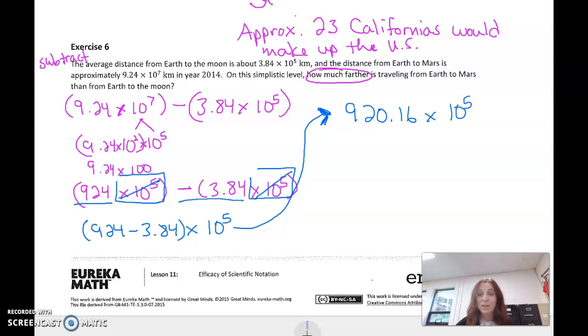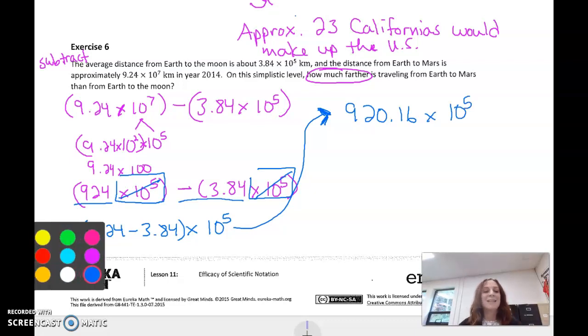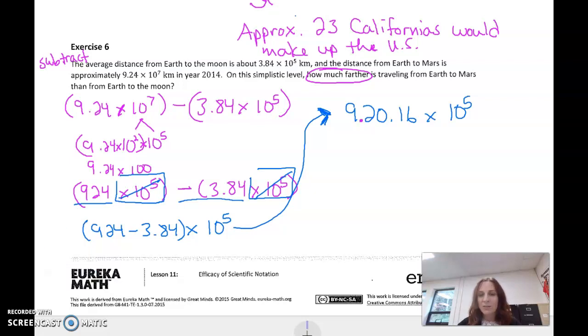Look at all this good practice we're getting because this is not in scientific notation. So I want the decimal point to be right here. I want this to read 9.2016. If I go from where I want it to where it is, I'm moving 2 to the right, so I'm adding 2. So this becomes 9.2016 times 10 to the seventh. How much further? That many kilometers.